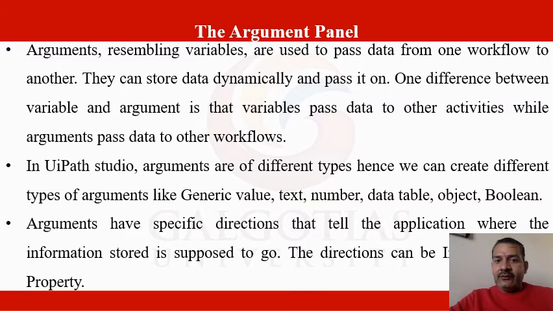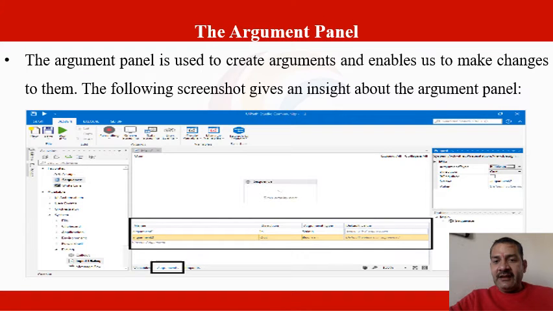In UiPath Studio, arguments are of different types, hence we can create different types of argument like generic value, text, number, data table, objects, and boolean. Arguments have specific directions that tell the application where the stored information is supposed to go. The argument can be of many properties: in and out properties, in properties, out properties, in and out properties, and these are the four types of properties.